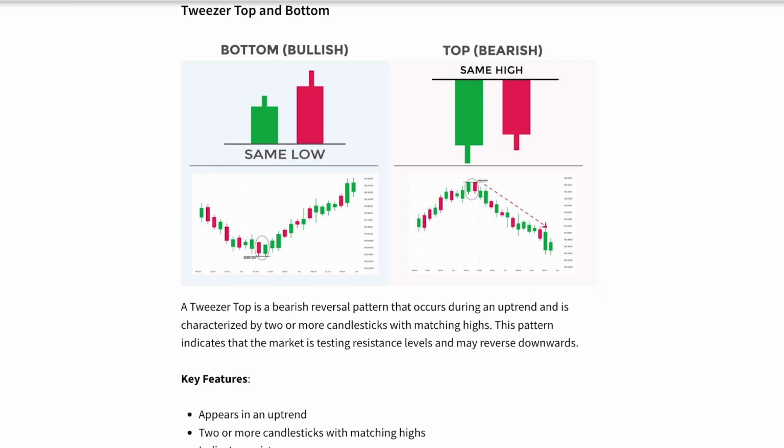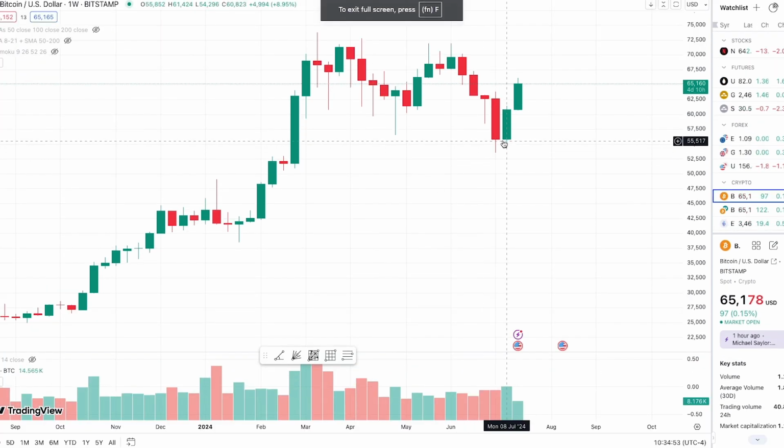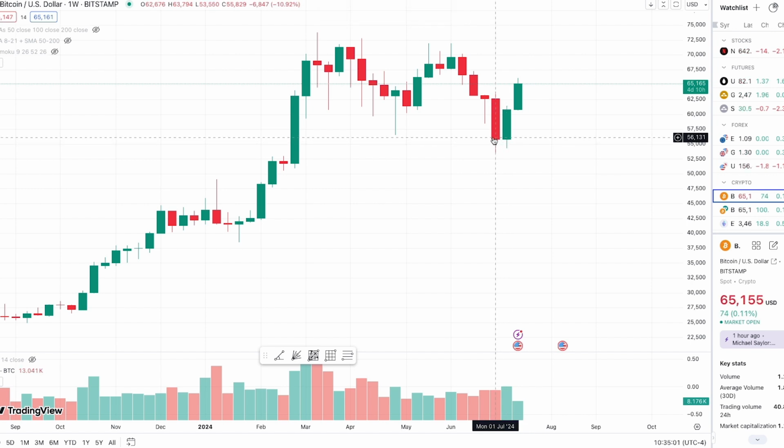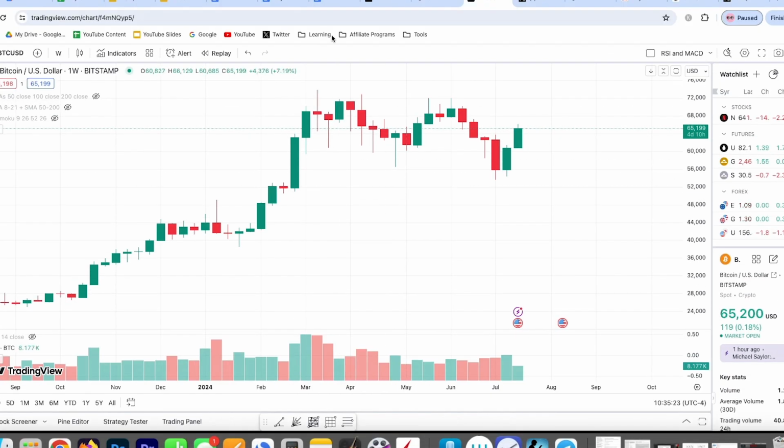And if we jump over to this example that I showed earlier, we can see the tweezer bottom happening in Bitcoin here. Again, these are weekly candlesticks, but we do have a tweezer bottom there, and potentially the price of Bitcoin could be on the rise. So that's one good candlestick pattern there, and a live example here. We're mid-July shooting this video, and Bitcoin could be on the rise from a low in the mid 50s there. So that's a good example of a tweezer bottom.